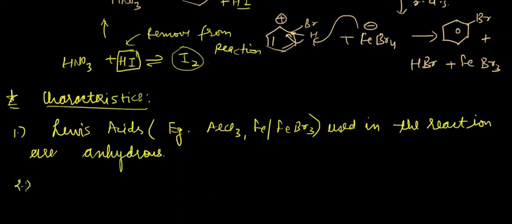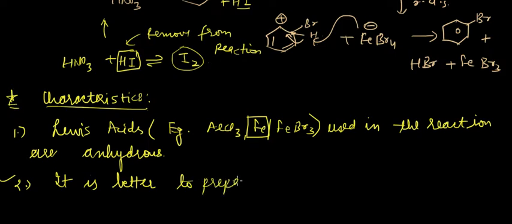Okay, second point is it is better to prepare the Lewis acid in the reaction mixture. That's why we are using Fe directly rather than FeBr3. Okay, so it is an experimentally determined fact. So the second one, it is better to prepare the Lewis acid in the reaction mixture.